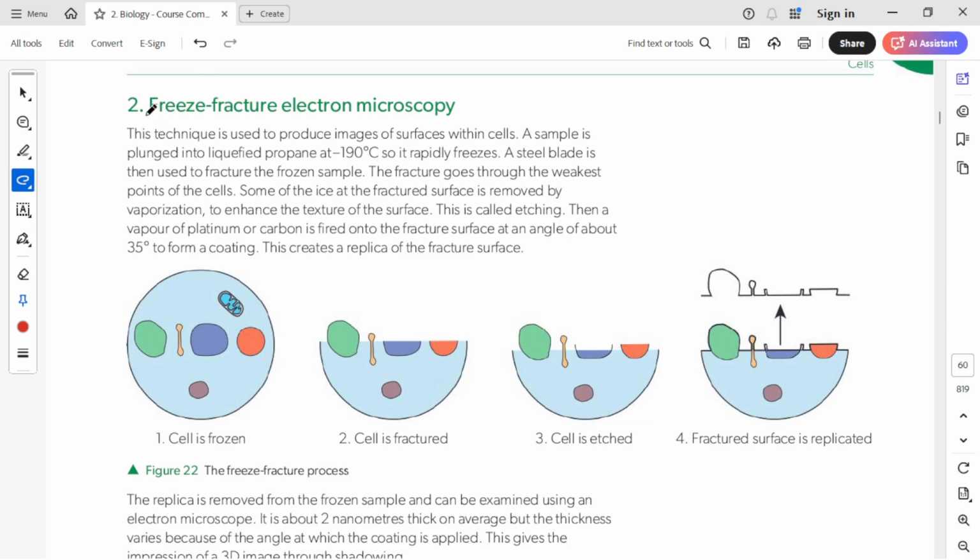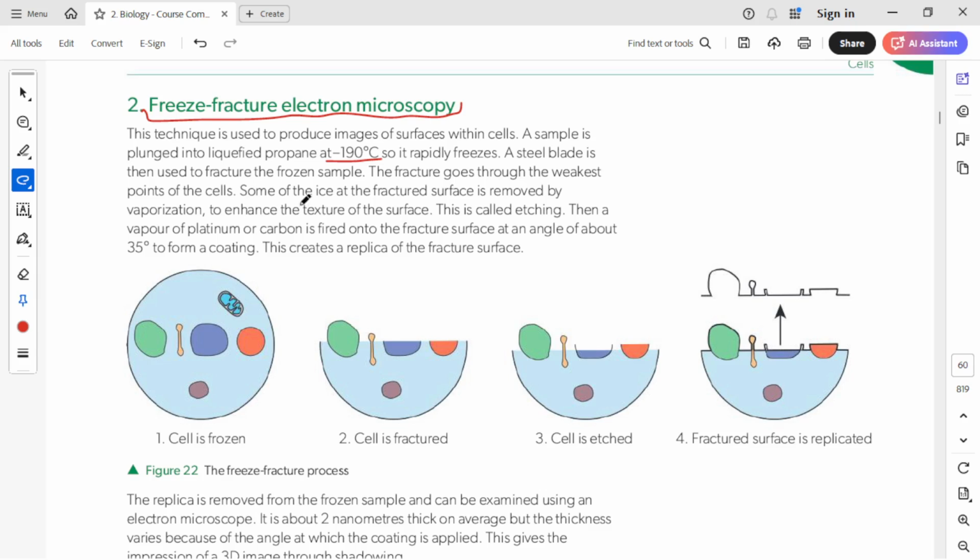Just as the name suggests, freeze fracture electron microscopy. The technique is used to produce images of the surface within the cell. The sample is plunged into liquefied propane at minus 190 degrees Celsius. At this temperature the cell is rapidly frozen first, and then a steel blade is used to fracture the frozen sample. The fracture goes through the weakest point in the cells, and from there the cell divides in half, or certain parts of the cell are removed.